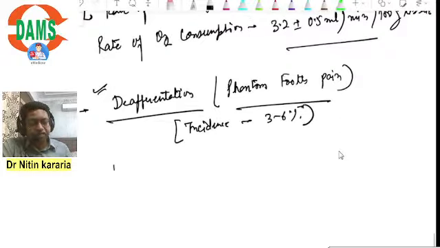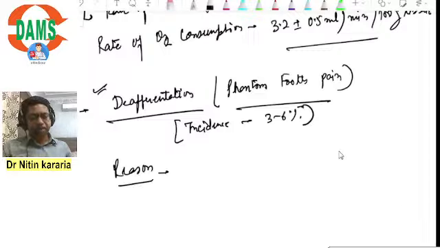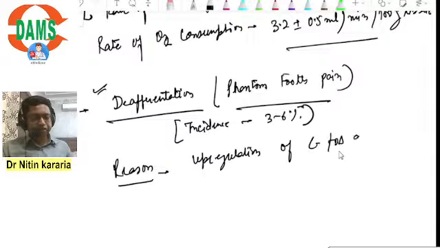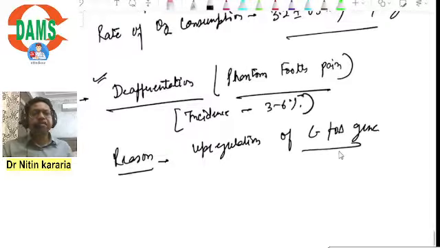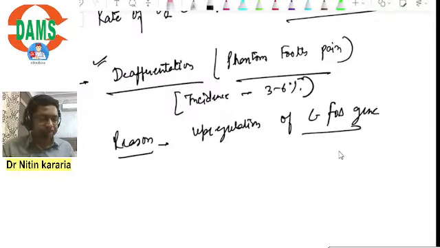And what is the reason for this persistent pain? There is upregulation of the CFOS gene. There is a particular gene, CFOS, FOS, which is present on the pulpal nerve fibers.